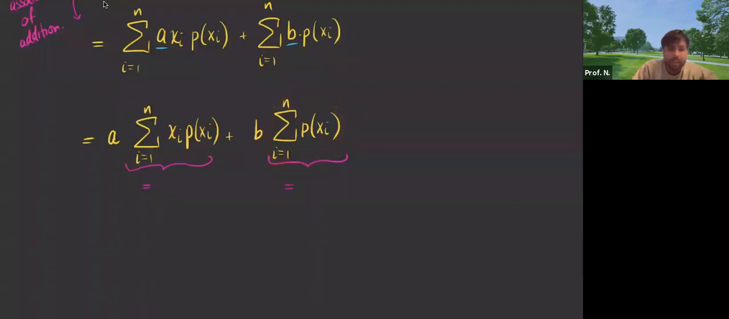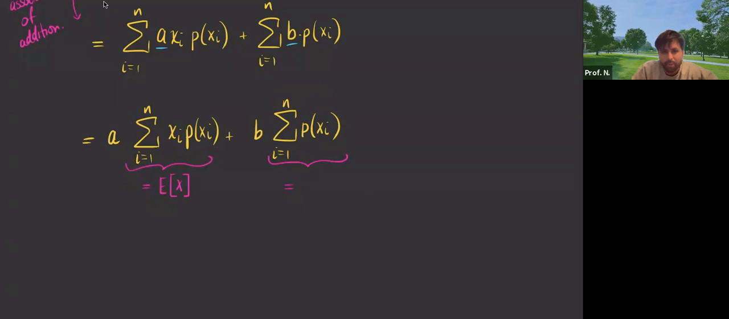Well, this, Alexandra, this is the expected value. That's right. This is going to be the expected value of x by definition. But what is this going to be? You see how this is slightly different from here? We don't have an x sub i here. We just have the probabilities. We're just adding up all the probabilities.